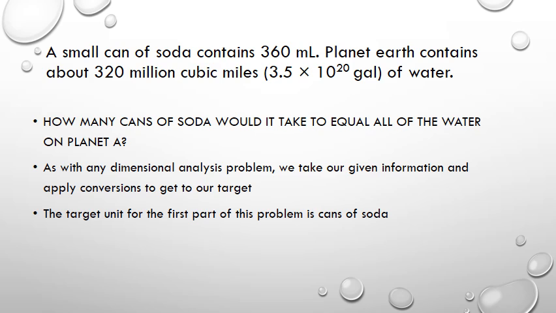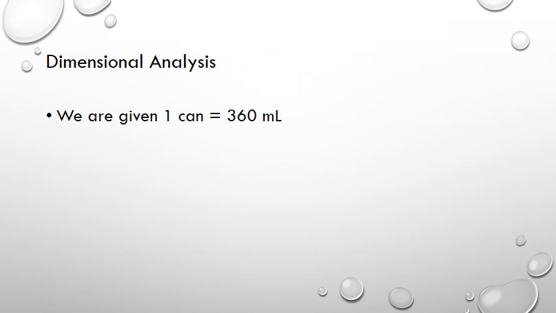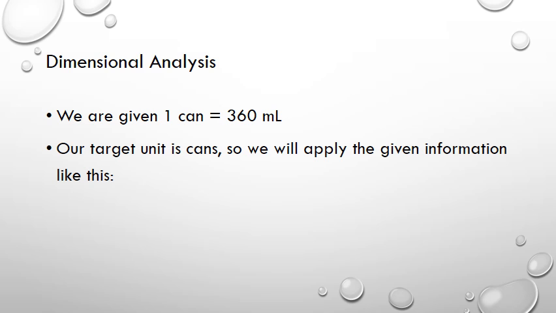The target for this first part is cans of soda. I think they tell us cubic miles. That's nice gee whiz information, but we're not going to use it to solve this problem. Gallons is going to be a lot more handy. We'll take gallons, go to liters, and then to milliliters. That's our given information. 1 can equals 360 milliliters. Our target is cans, so we're going to put cans on top, 360 milliliters on the bottom.